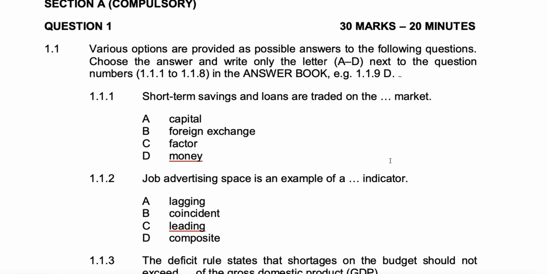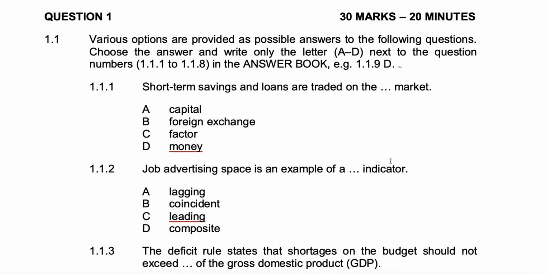So now I'm going to be careful and not show you the options. Okay, so I'll just do it like this. The deficit rule states that shortages on the budget should not exceed a percentage of the gross domestic product. There is a distractor on this one. The distractor is 60%. Why am I saying 60% is the distractor? Because 60% applies to national debt. A country's national debt should not exceed 60% of its GDP.